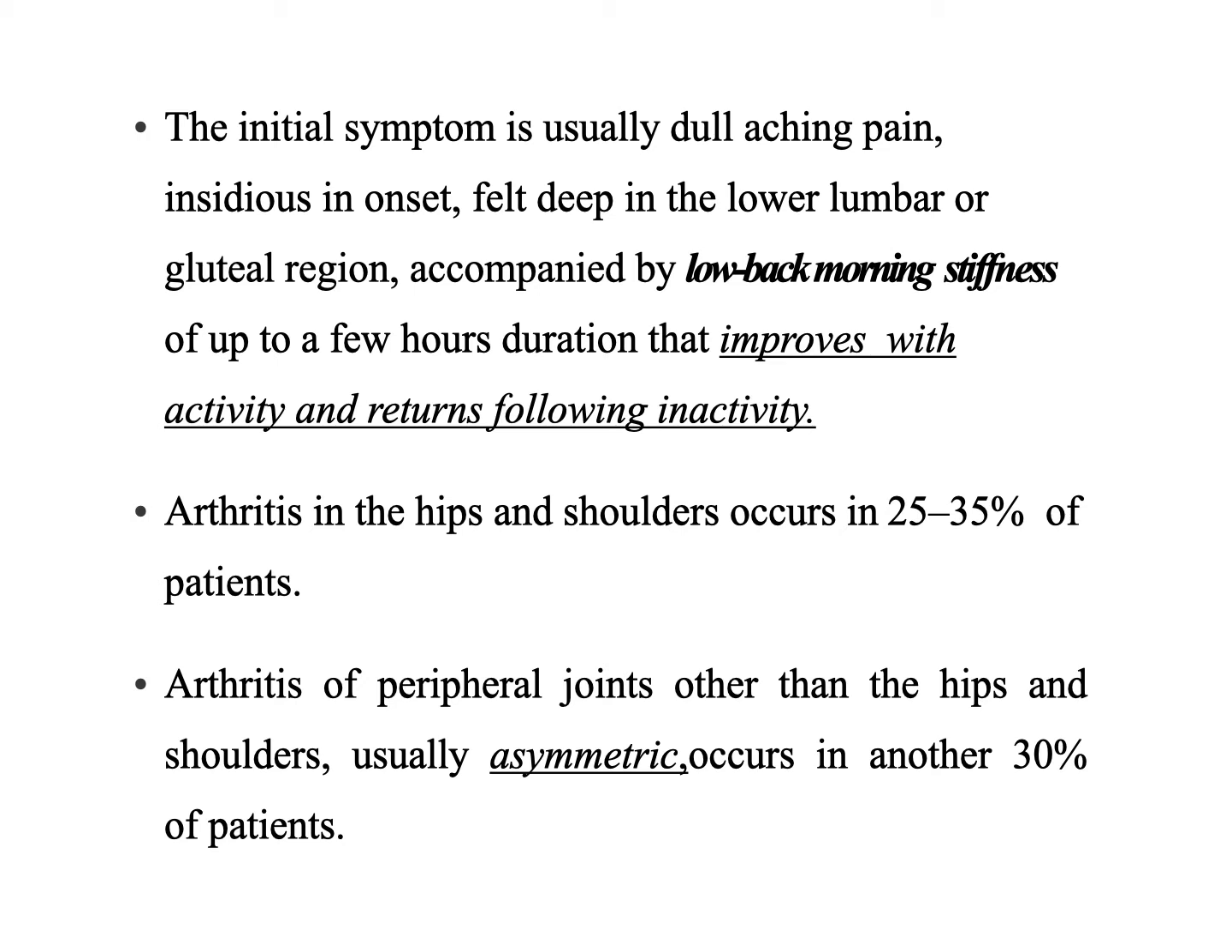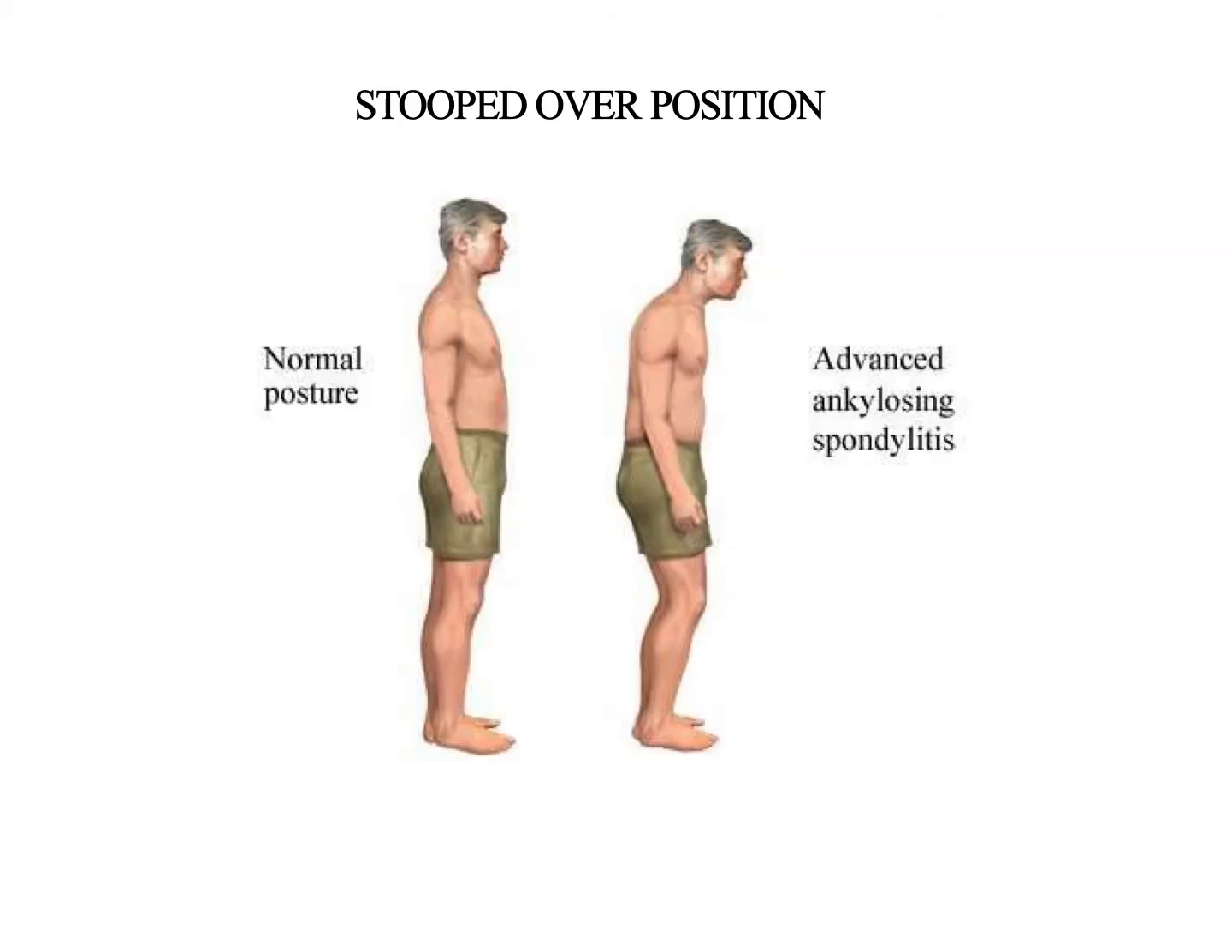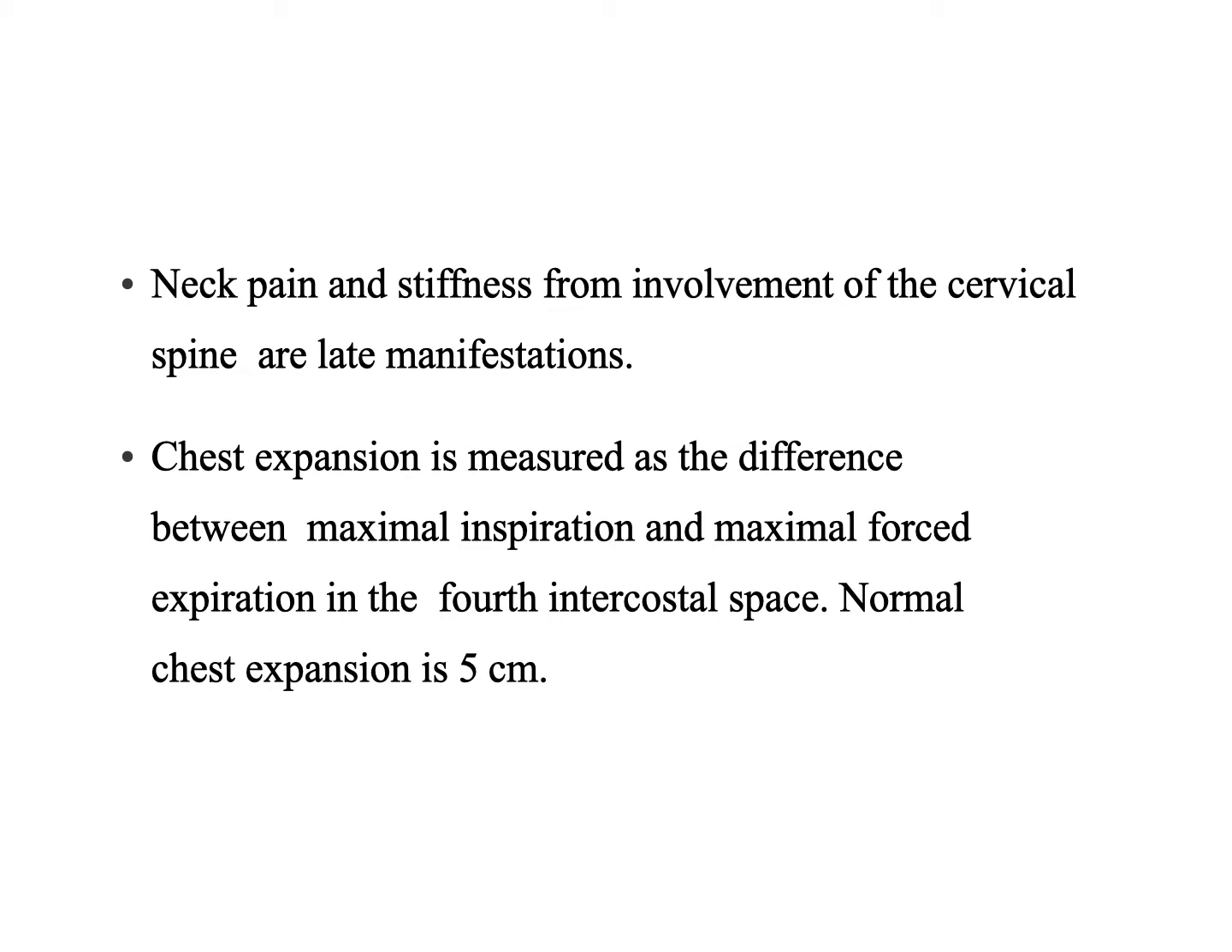Arthritis in the hips and shoulder occurs in 25 to 35% of patients. Arthritis of the peripheral joints other than the hips and shoulder is usually asymmetric and occurs in another 30% of patients. A patient of ankylosing spondylitis has a stooped over position in advanced cases. Neck pain and stiffness from involvement of the cervical spine are a late manifestation.